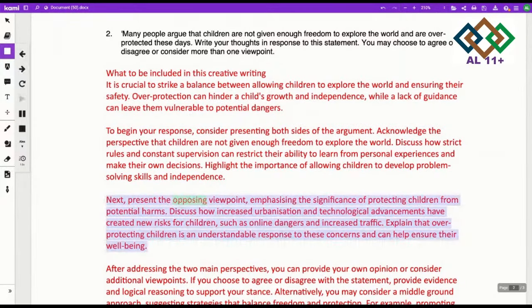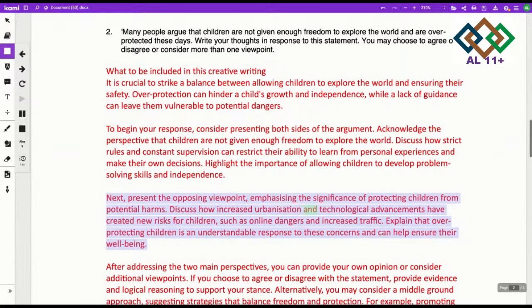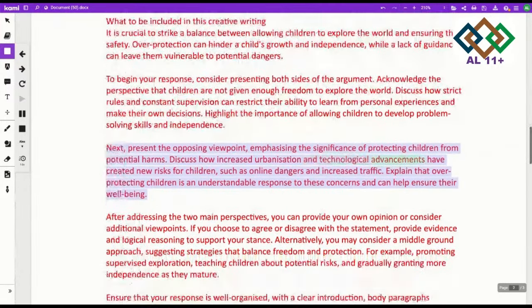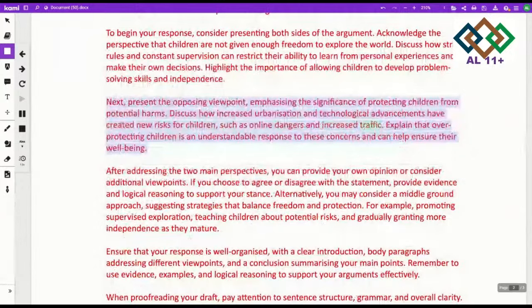Next, present the opposing viewpoint, emphasizing the significance of protecting children from potential harms. Discuss how increased urbanization and technological advancements have created new risks for children, such as online dangers and increased traffic. Explain that overprotecting children is an understandable response to these concerns and can help ensure their well-being.